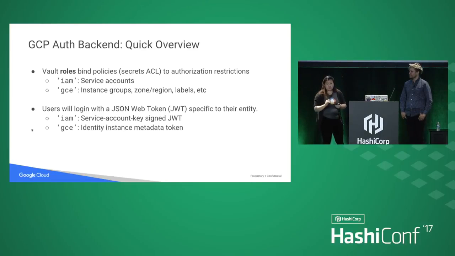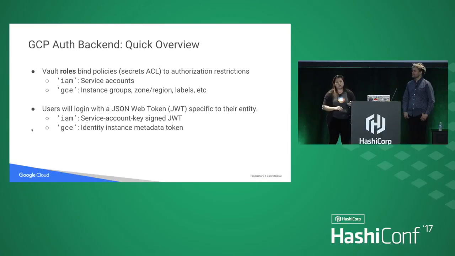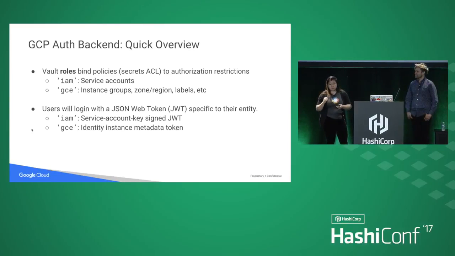A quick overview of the auth backend if you haven't really worked with auth backends in Vault. So we use the concept of a Vault role, which binds a policy, or whatever secrets you can access when you have an auth token, to authorization restrictions. In the case of IAM, this would just be an IAM role that has a certain number of service accounts that can log in as that role.